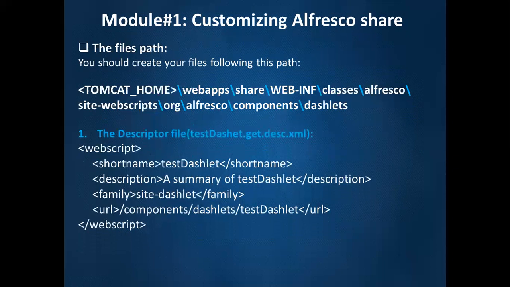Now we will see the code of each file. The descriptor file will be the same code as the last one, meaning we will not change anything. It will be the same descriptor code for creating a Dashlet. Okay, it's the same.